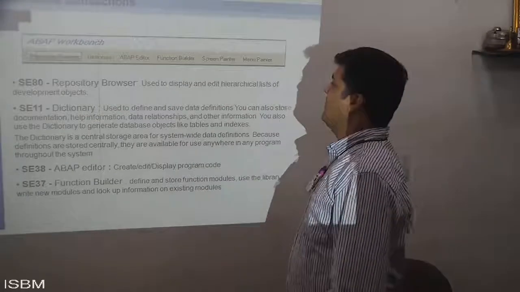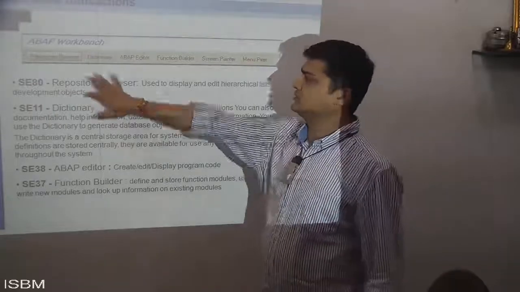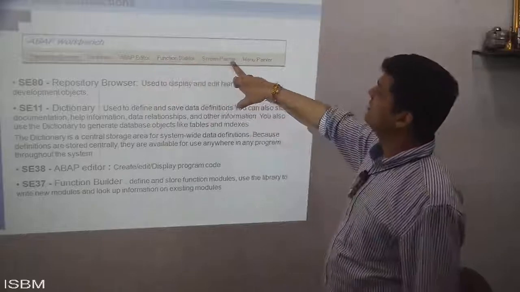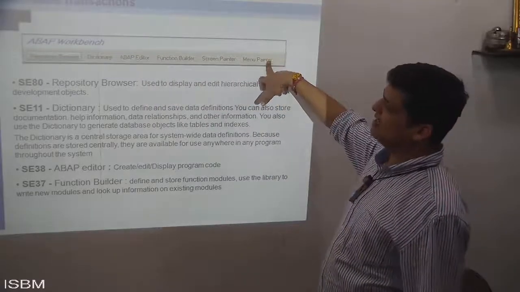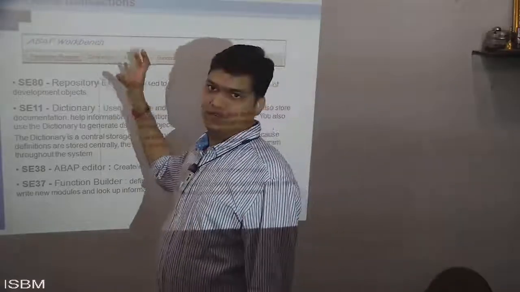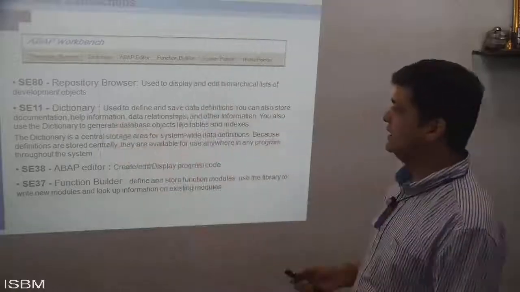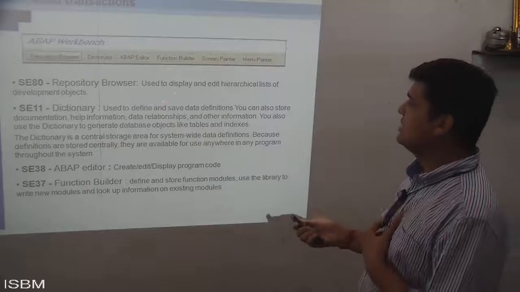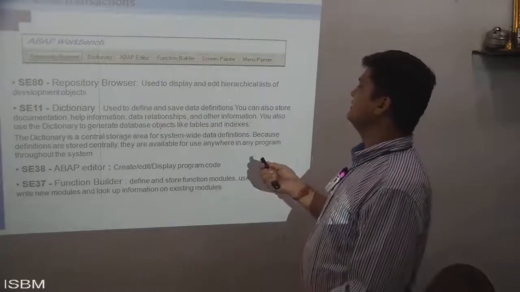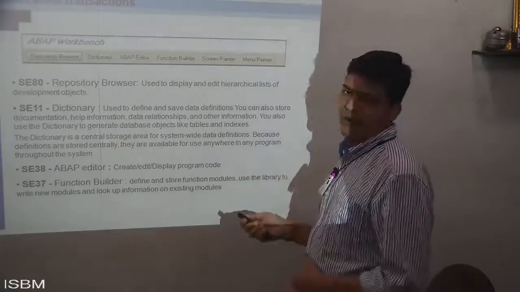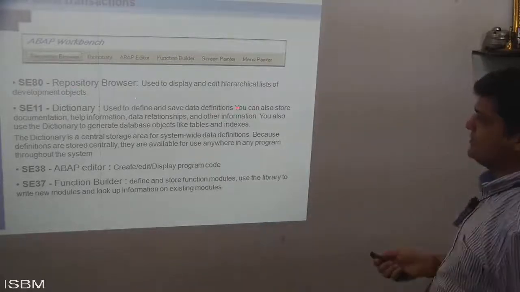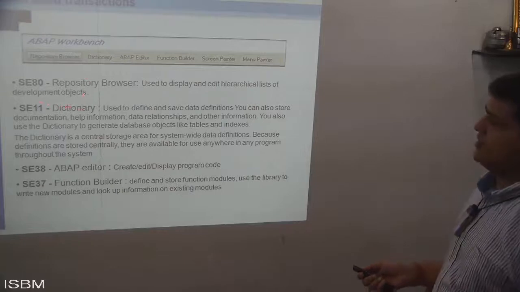These are in the ABAP workbench, which has the repository browser over here. Then we have the dictionary, ABAP editor, function builder, screen painter, and manipulator. These are some transactions we use frequently. Initially we start with SE80, which is called the repository browser. It is used to display the edit hierarchical list of the development objects. Whatever objects we need, we are using over here.